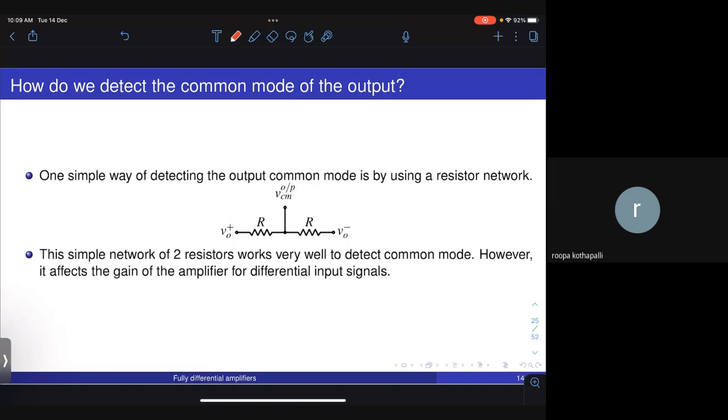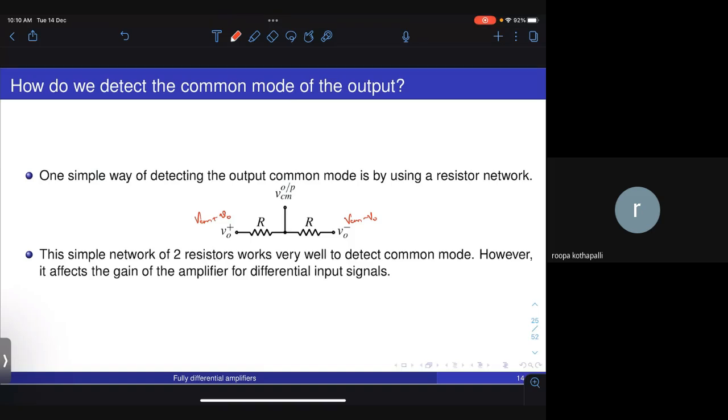So how do you detect the output common mode? One of the simplest ways of detecting output common mode is just to use two resistors. If you just use a simple resistive divider, if this is VCM plus V0, and this is VCM minus V0, then what you will get at the midpoint of the two resistors is the output common mode. This is a very simple way of detecting the output common mode.